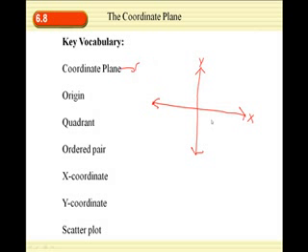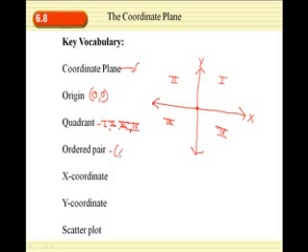The origin is 0, 0. That's the part where you usually start. Quadrants, there's 4 quadrants. This is quadrant 1, quadrant 2, quadrant 3, quadrant 4. They are always used with Roman numerals, and they always go in that order. You start up in the upper right corner and you go counterclockwise.